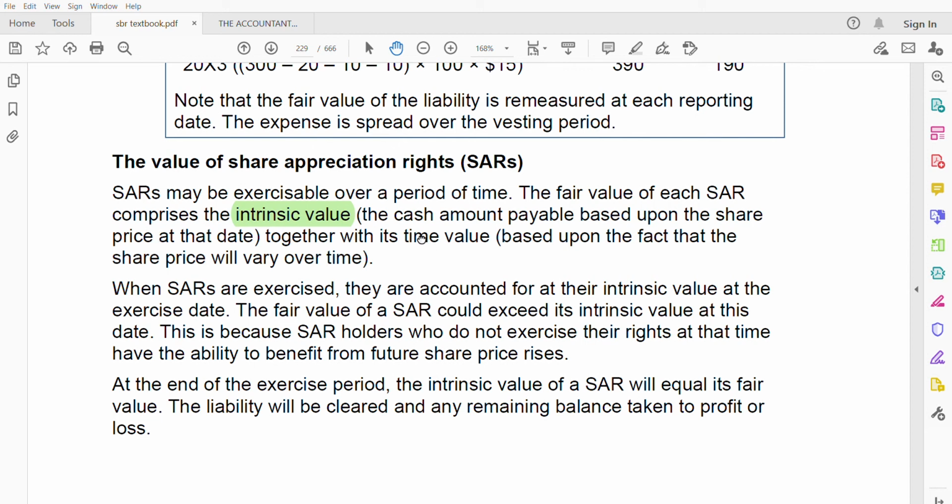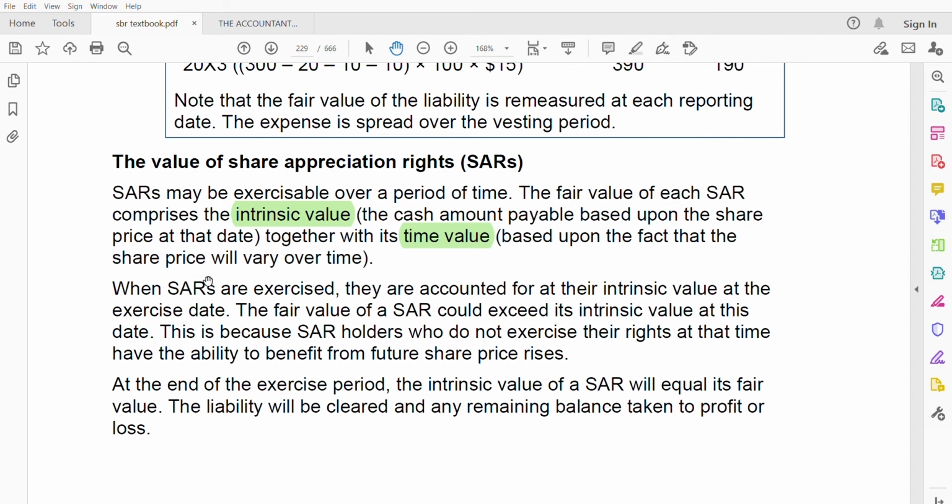Also, it has a time value. Because we know options have two things. Option has intrinsic value as well as time value. So share appreciation right is also like that. It means if more time is there, share price will vary over it. It takes more time for share price to vary. Okay, if share price is increasing and more time is given, you will be more likely to receive cash if share price increases. So there's a value of time, there's a value of intrinsic value also.